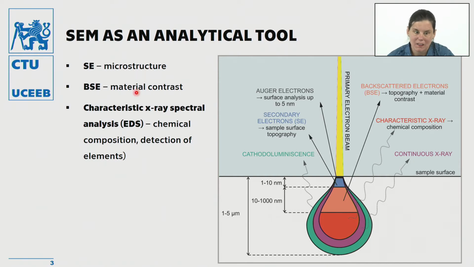But the microscope can also provide a complete chemical composition analysis. It uses characteristic X-rays that are also formed during the collision of the primary electron beam and the sample.